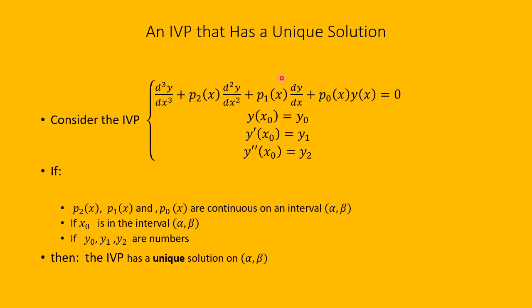When do we have a unique solution to this type of problem? Well, here's one situation where we do. If those three functions, p2, p1, and p0, are continuous on an interval from alpha to beta, if this x naught that you have here in the initial conditions is in the interval from alpha to beta, and if y0, y1, and y2 are any numbers of any values, then this initial value problem has a unique solution on the interval from alpha to beta.